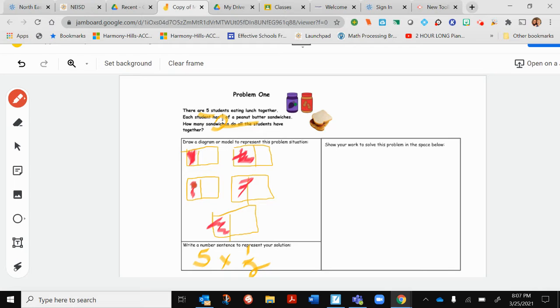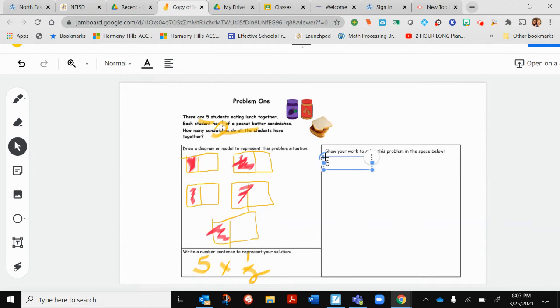Then it says, show your work to solve the problem in the space below. Well, I want to first type in 5 groups of, and because I don't have a fraction bar, I'm going to use a 1 underneath, 1/2. And I'll stretch this out here so that you can see it.